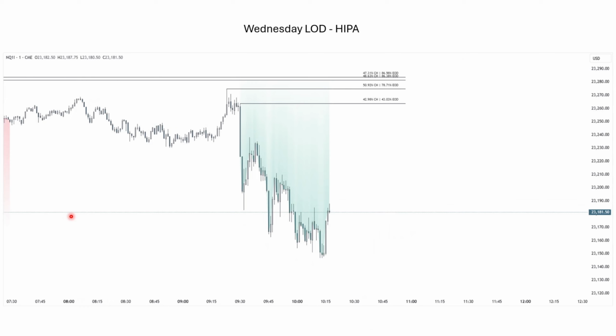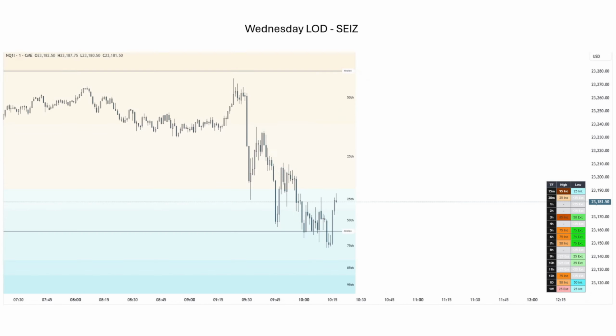HIPA, we've got external taken again, and we've got a bias towards internal range liquidity signified by this green gradient area. SEIZ daily, we're internal to the previous day, and we've really nicely tapped the median there.